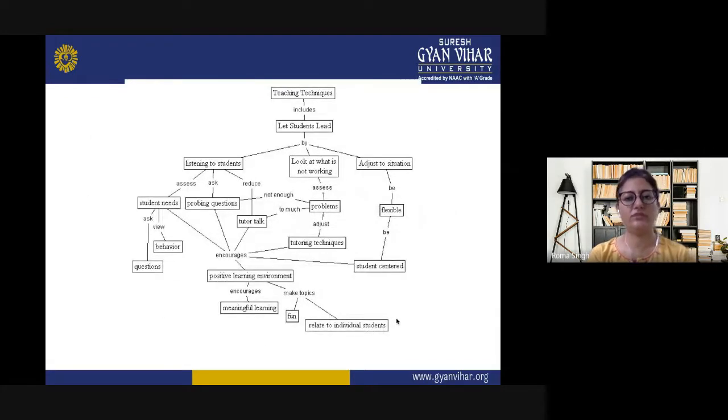This is again one of the examples. So the important term here is the teaching techniques. It includes letting students lead. What do you want to visualize? If the teaching technique is learner-centered, teacher-centered, or participatory, what kind of activities are being done by the students if you have given them the chance? They are listening, they are adjusting to the situation, or there is a certain situation in which they are not working. So this is how all concept mapping is linked with each other.